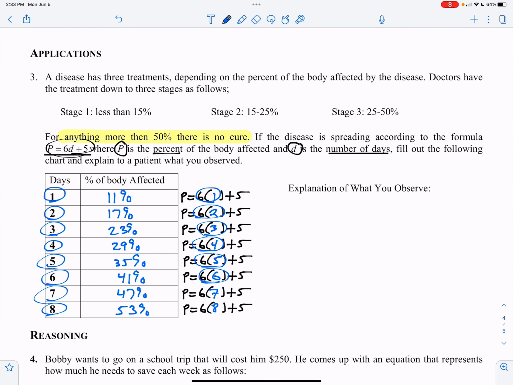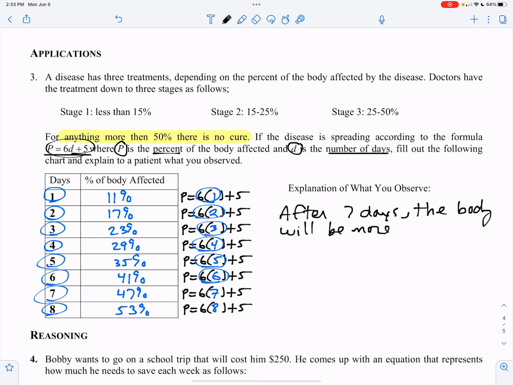Okay, now, how do we explain this? Well, after 7 days, the body will be more than 50% affected. See, we can see that at 7 days, it's 47%. At 8 days, it's 53%. So sometime after 7 days, the body will be more than 50% affected, for which there is no cure.